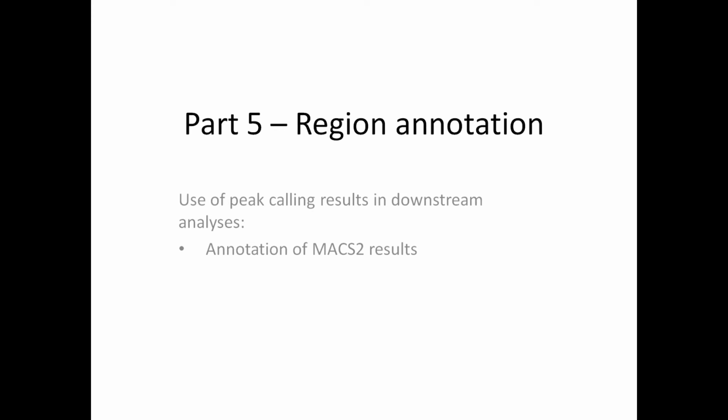Welcome to part 5 of a series of videos describing how to perform ChIP-seq analysis using Galaxy. In this part I'm going to talk about how to make the results from MACS2 peak calling more informative. MACS2 tells us where our protein of interest is binding to the genome, but nothing else. To make the results more biologically relevant, it is of interest to know what other genomic features are present in the vicinity of each binding region.